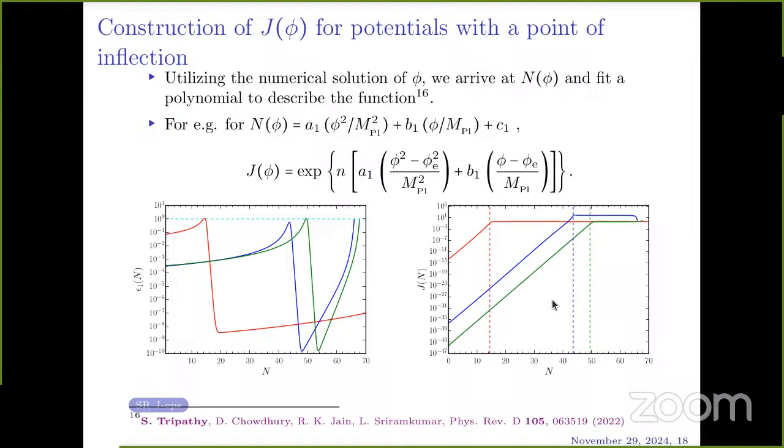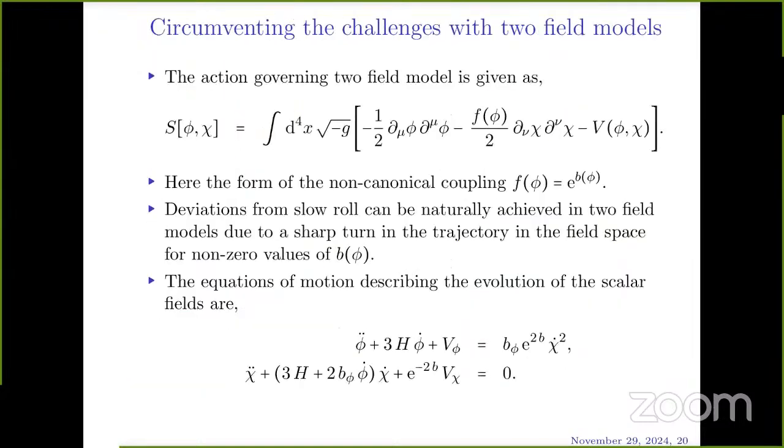So first we will address how, if these models are not suitable, we need to see the behavior of magnetic field for models which generate features in the scalar power spectrum. So we have shifted to two-field models of inflation, which show similar behavior in the scalar power spectrum to that of the single field models of inflation.